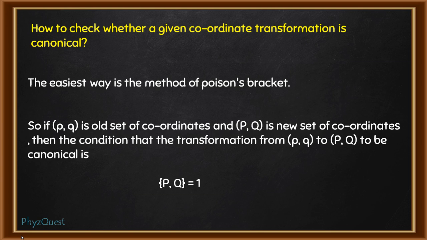Here the new set of coordinates is capital Q and capital P. In this question the relationships are given as capital Q is equal to q to the power a cos bp and capital P is equal to q to the power a sin bp. We need to find out for what values of a and b the transformation is canonical. As I said, the condition to check for canonical transformation is that the Poisson's bracket of the new set of coordinates should be 1.